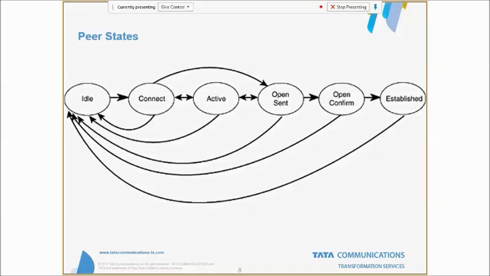If it's successful, it goes to the next stage, which is open sent. If it's unsuccessful, it waits for the random connect retry timer to expire, waits for a random amount of time, and reinitiates the process again.